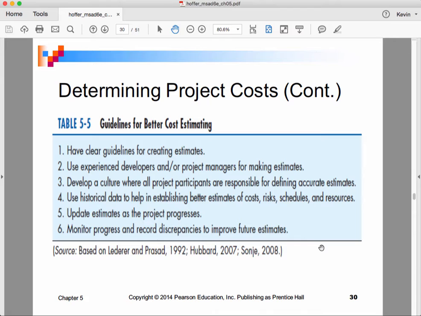Develop a culture where all project participants are responsible for the accuracy of the estimates. Use historical data. Update the estimates as the project progresses, so you begin to see how good your estimates were and know how much you can trust the rest of your plan. Monitor progress and record discrepancies to improve future estimates.